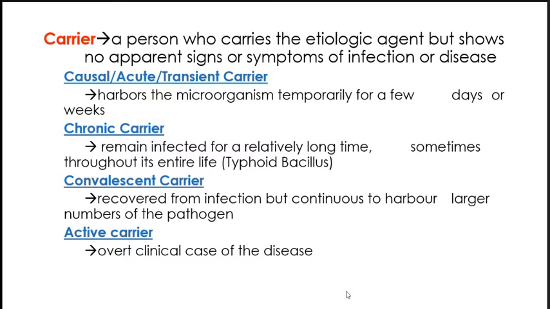So, alam na natin kung ano si casual. Sabi nga ni Tam, it harbors the microorganism temporarily for a few days or weeks. And then, yung chronic, nasa kanya na yan. For example, dito you have your typhoid bacillus. And then your convalescent, recovered from infection, pero nandun pa rin si pathogen, large number of the pathogen. And of course, you have the active carrier, you are already infected yourself, may signs and symptoms ka, and you can transmit the disease to others.